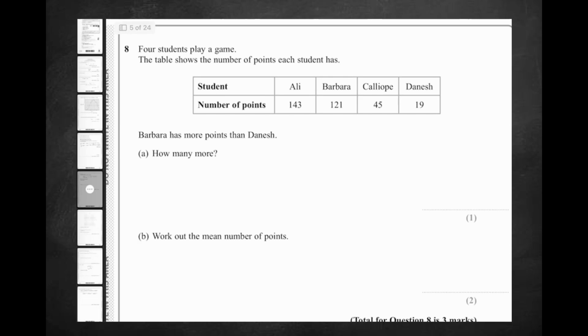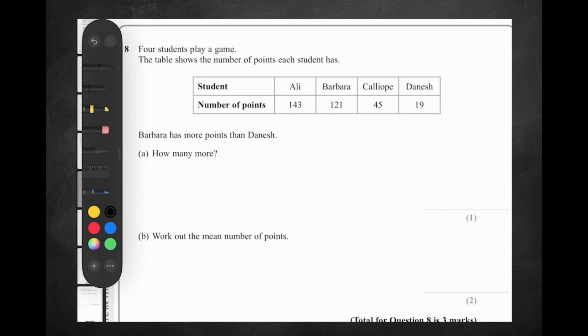Question number 8. 4 students play a game. The table shows the number of points each student has. Barbara has more points than Dinesh. How many more? So we have Barbara has 121, Dinesh has 19. Do that on your calculator. 121 minus 19 is 102.